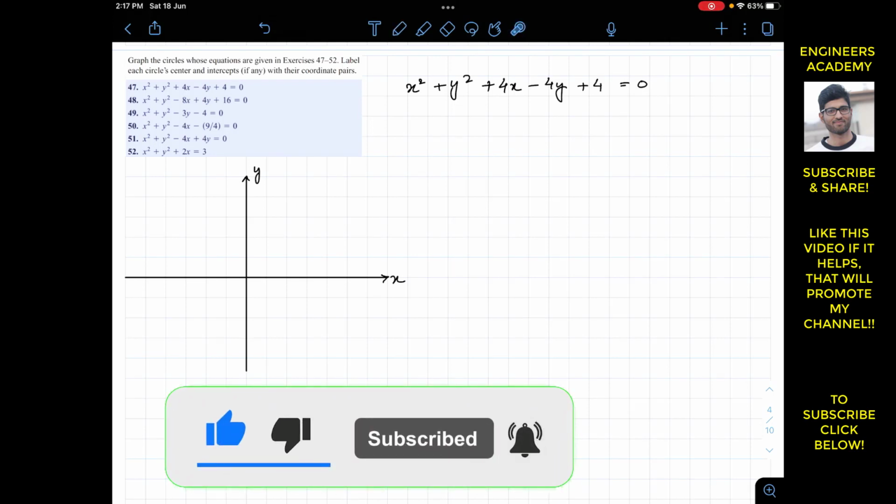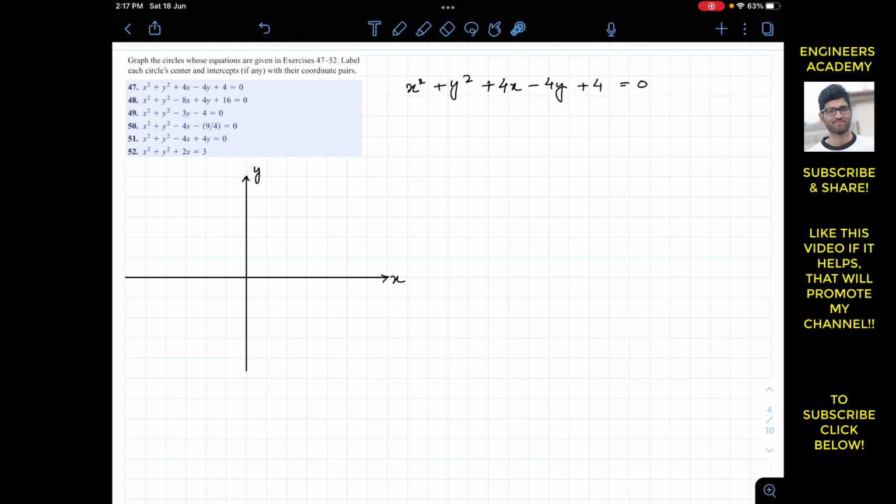Now we are going to continue with Thomas Finney calculus, and we are going to solve these problems from exercises 47 to 52. It is said to graph the circles whose equations are given in exercises 47 to 52. Label each circle's center and intercepts, if any, with their coordinate pairs.